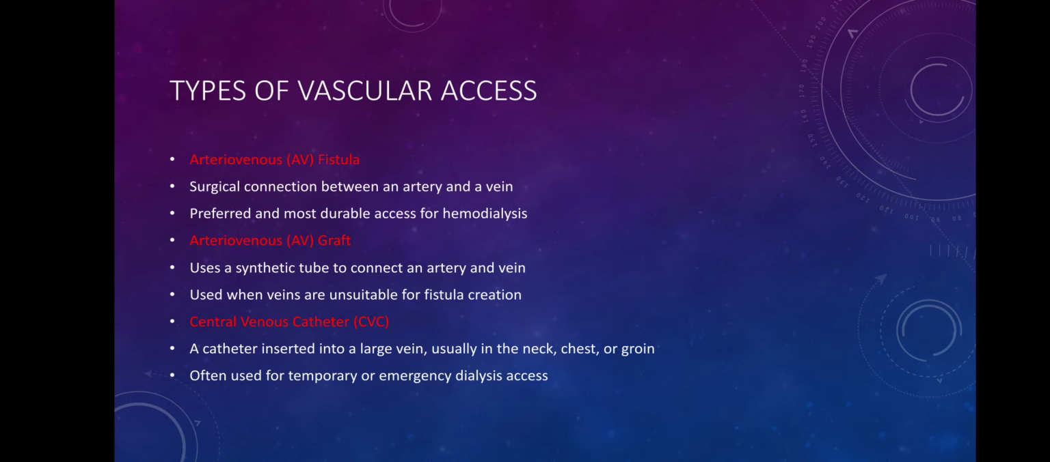The next one is the central venous catheter. It's known as CVC, a catheter inserted into a large vein, usually in the neck, chest, or groin. It is often used for temporary or emergency dialysis access. These are the three vascular accesses of hemodialysis patients.